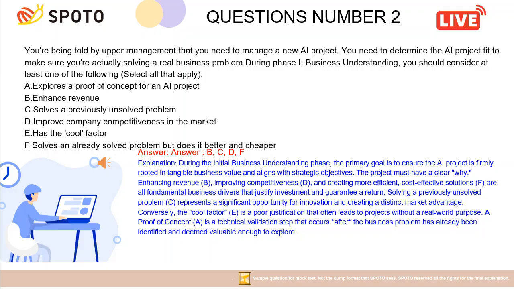Solving a previously unsolved problem, C, represents a significant opportunity for innovation and creating a distinct market advantage. Conversely, the cool factor, E, is a poor justification that often leads to projects without a real-world purpose. A proof of concept, A, is a technical validation step that occurs after the business problem has already been identified and deemed valuable enough to explore.